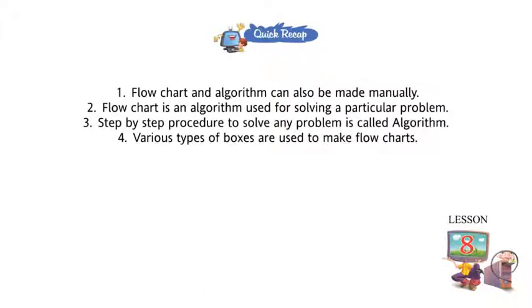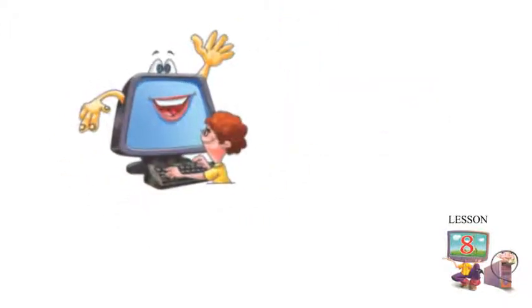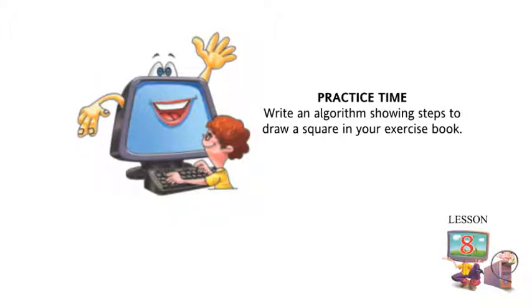Quick recap. 1. Flowchart and algorithm can also be made manually. 2. A flowchart is an algorithm used for solving a particular problem. 3. The step-by-step procedure to solve any problem is called an algorithm. 4. Various types of boxes are used to make flowcharts. Practice time. Write an algorithm showing steps to draw a square in your exercise book.